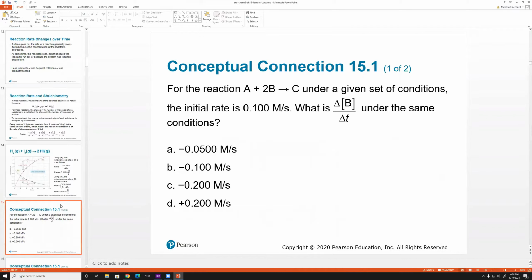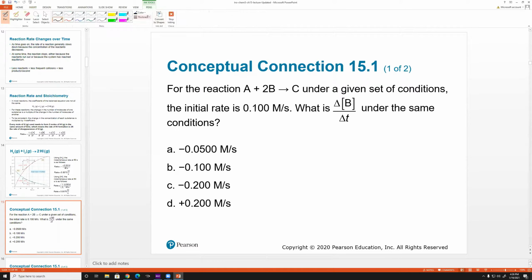Now, here's a conceptual question. For the reaction A plus 2B equals C, under the given set of conditions, the initial rate of the reaction is 0.1 moles per second. What is delta B? So what is the change in concentration of B over time? So B is being removed, right? It's a reactant, therefore it must be negative. So it's either A, B, or C.